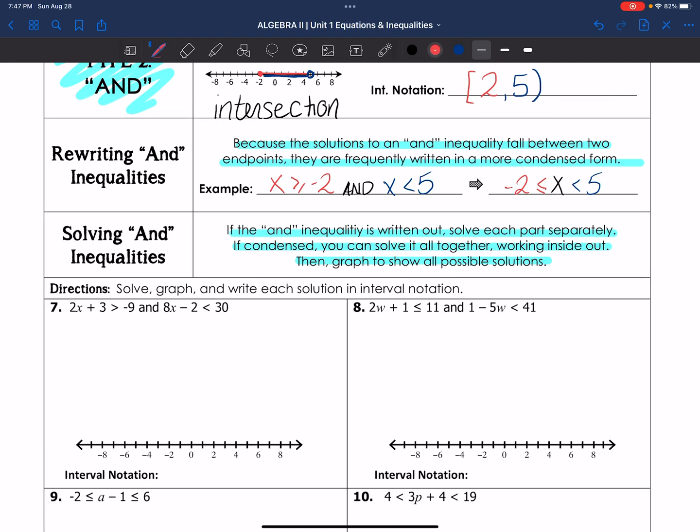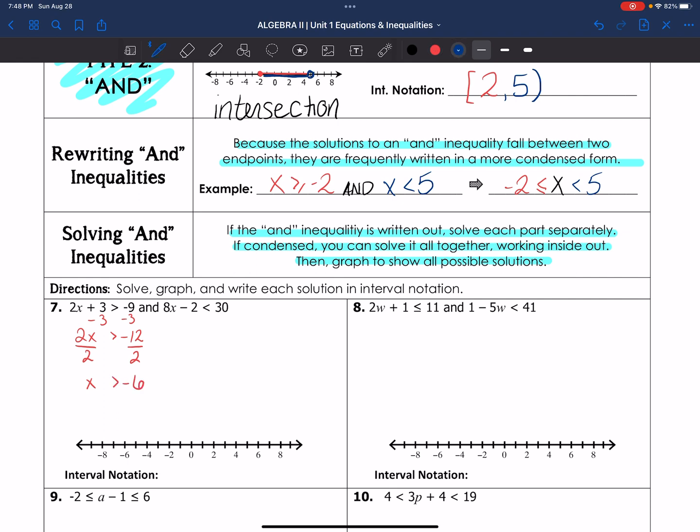Let's begin with this first portion here: 2x plus 3 greater than negative 9. What do we need to do to begin solving that inequality? Well, we're going to need to perform that additive inverse, which is to subtract 3 on each side. That leaves us with 2x greater than negative 12. Then we'll apply our multiplicative inverse and divide each side by 2 so that we have solved for our variable.